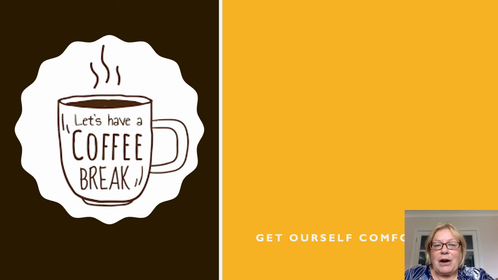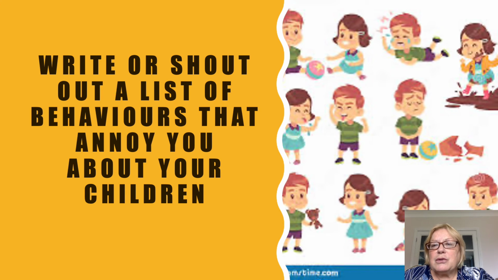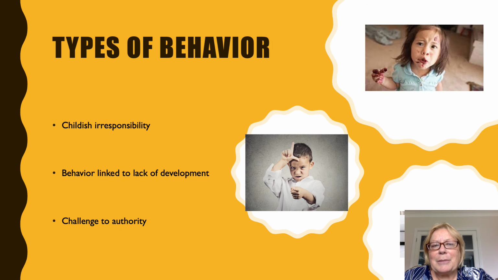Oh, yeah, we also have coffee breaks in the sessions, which is good. And we write or shout out. You don't have to have English for this course because somebody else will help you translate. And we'll shout out a list of behaviours that annoy you about your children. Now, these are very individual. What used to annoy my husband was the child chewing, eating really loudly. Didn't bother me. What annoyed me is if they were not polite. So we've all got behaviours that we just do not like, or will not be okay with.